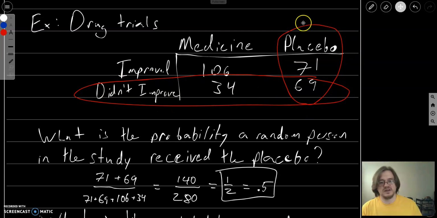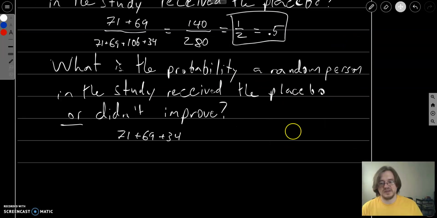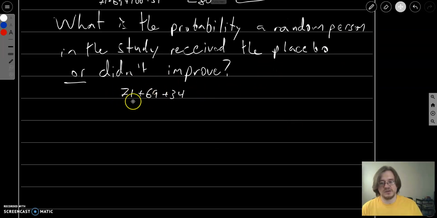So this is the collective total of all the people that received the placebo or didn't improve. There's 71 people that received the placebo and improved, 34 people that didn't improve but received medicine, and there's 69 people in this overlap between them. So this is the total number of people that received the placebo or didn't improve.